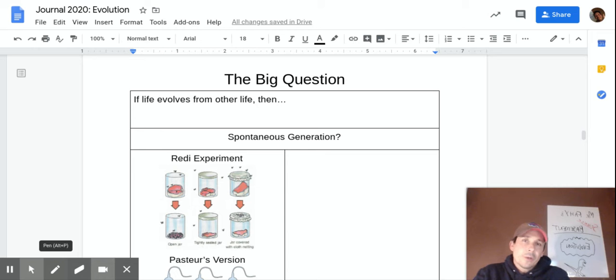Let me give you a quick recap. Today we're going to be asking a big question, but we need to review some of the concepts we've talked about. So when we're looking at the idea of evolution, all we've been doing is looking at evidence for why people think that evolution has taken place.